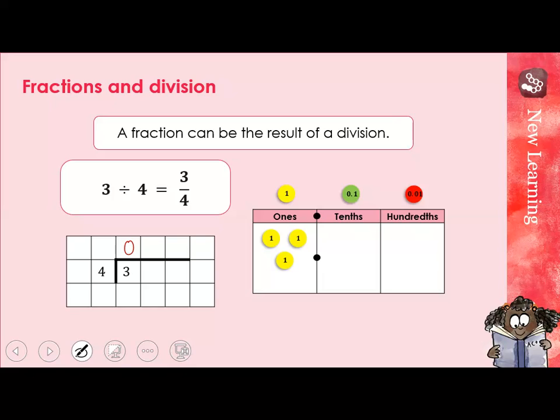So what I have to start to do now is to add on some new place value columns. Here is how I do that. 3 is actually the same as 3.0. It's 3 and no tenths both times. This time, what I need to do is identify that 4 goes into 3 0 times. So my 3 then needs to be carried over. Now, how many times is 4 going into 30?